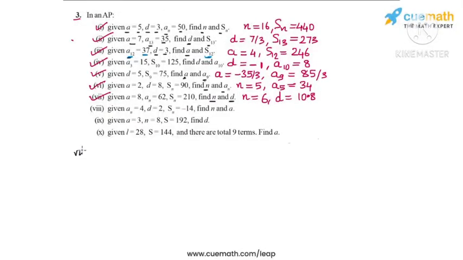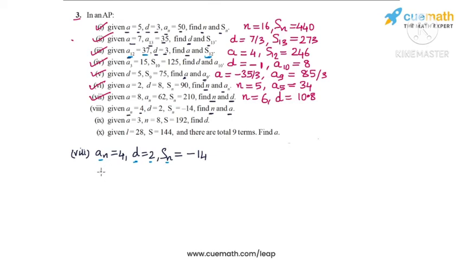Okay, in part 8, what are we given? We're given an is equal to 4, the nth term is 4, d, the common difference, is 2, and Sn, the sum of n terms, is equal to minus 14. And using this, we have to find n and a. So we don't have a, we don't have n, but we do have the common difference d, and we do have the nth term, and we do have the sum of terms up to the nth term.